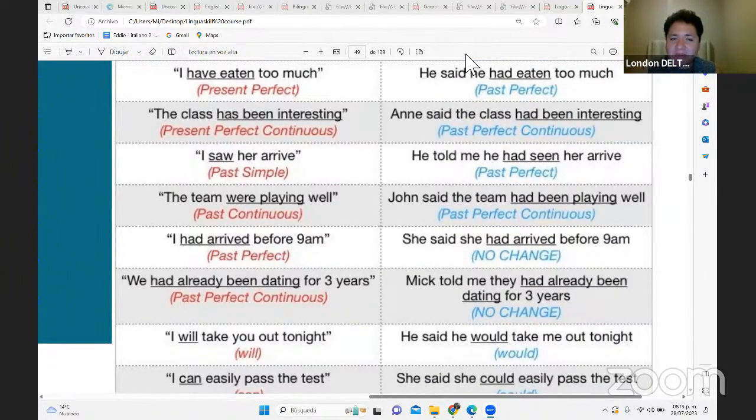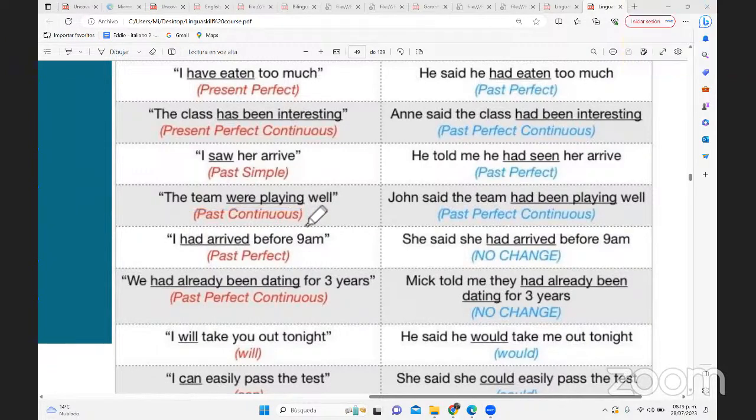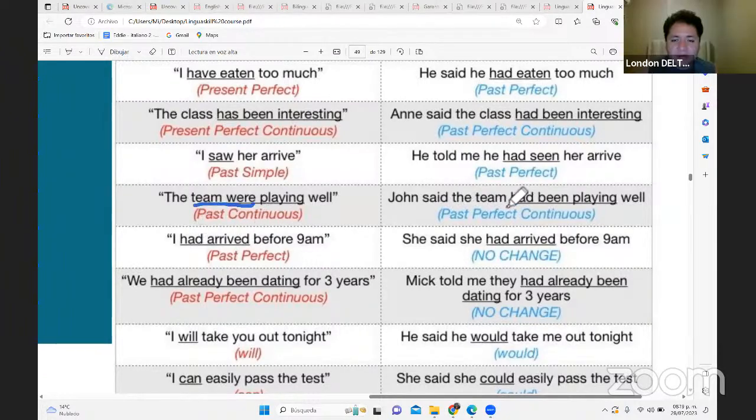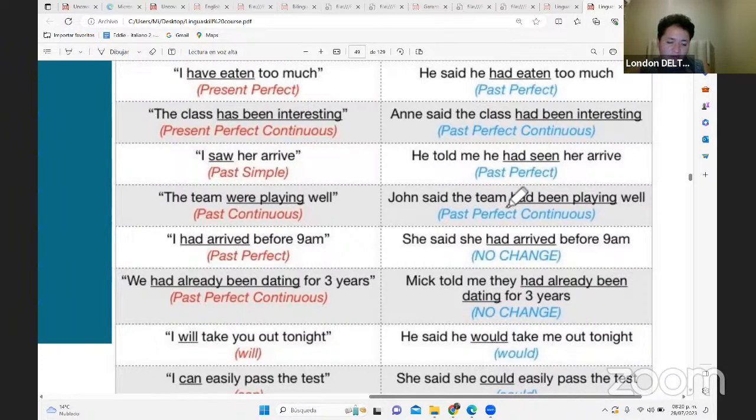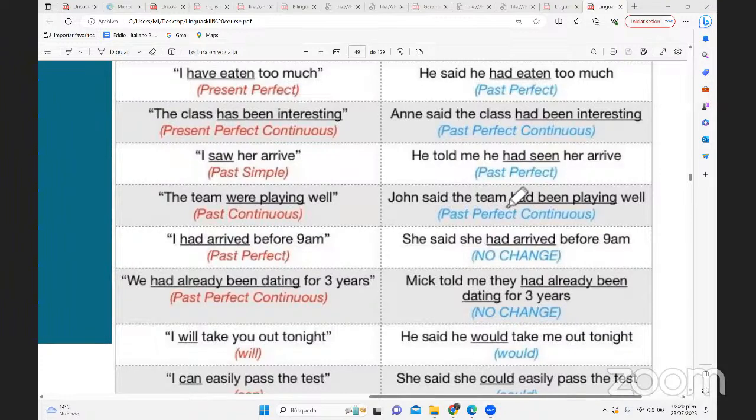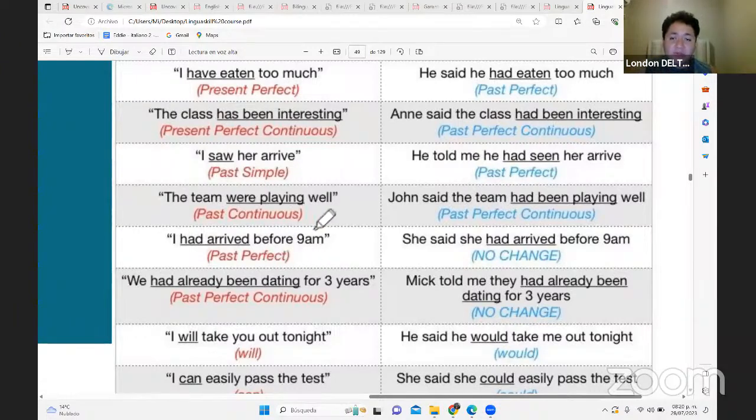Now, what if we have a sentence in past continuous? Well, it's the same, right? Can you read the example, please, Manuel? The team were playing well. The team where? Can you repeat? The team were playing well. Good. John said the team had been playing well. Exactly. So the past continuous uses past perfect continuous.